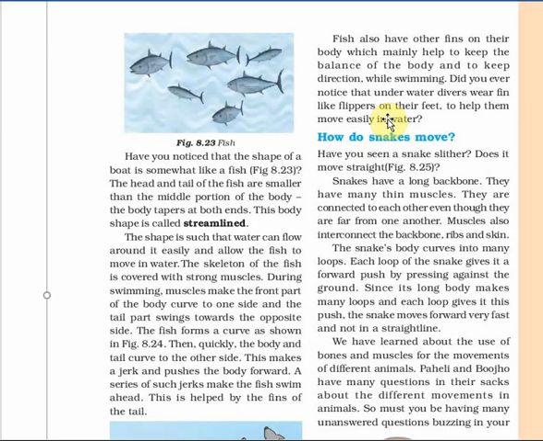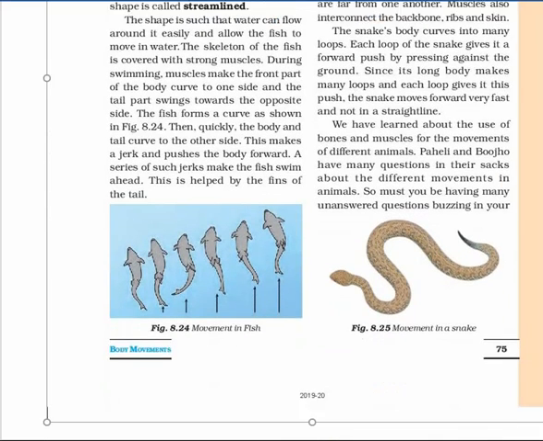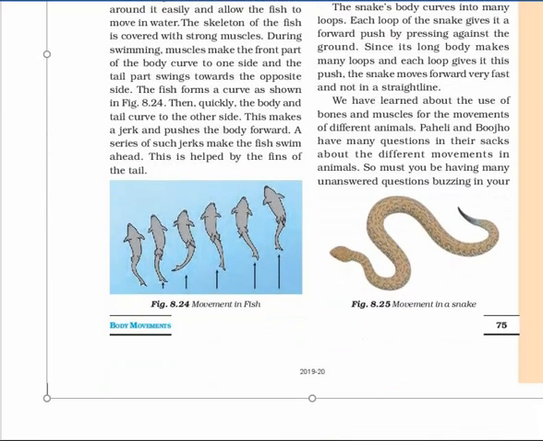They also interconnect the backbone, ribs and skin. The snake's body curves into many loops. See on the picture how the snake curves or how it loops, how the body will be curving. Each loop of the snake gives it a forward push by pressing against the ground.